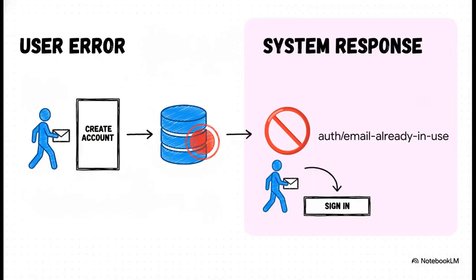And here's another super smart bit of logic. Let's say you go down that create account path, but you type in an email that's already in the database. The system catches it. It triggers the auth/email-already-in-use error, which stops you from creating a duplicate account and gently guides you back to the sign-in page instead.